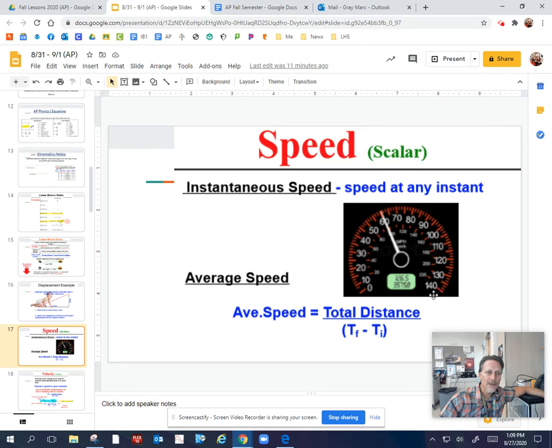Now, if you think about your car's speedometer right here, that's actually reading your speed and not what we're going to call your velocity, because it doesn't really matter if I'm going north, east, south, or west. If I'm going 60, I'm just going 60 miles per hour. Okay, so that's what speed is. And we want to differentiate sometimes between instantaneous speed, which is your speed at any given moment, which could be changing if you're accelerating and slowing down and stuff like that, compared to your average speed, which is just your total distance divided by your total time.